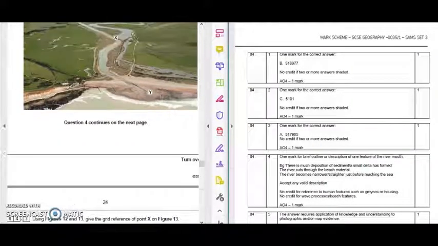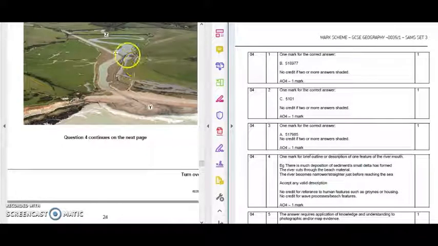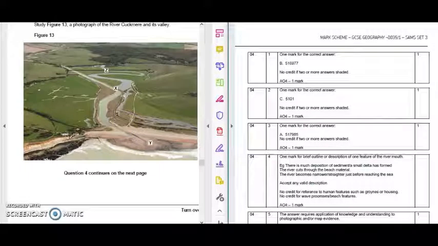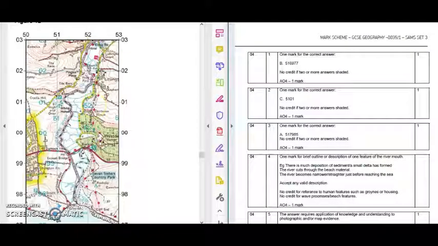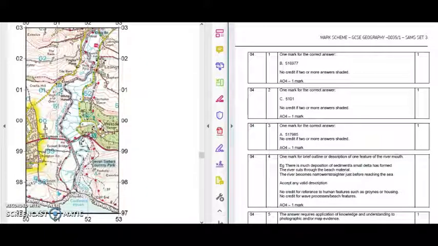So if we have a look again, so this is point X here. Looks like there's a man-made channel that has cut across the old path of the river, and here is the mouth of the river as it meets the sea. So if we have a look on the map, so the answer, remember we have to do a six-figure one, is 51.7. Again, it's about there.